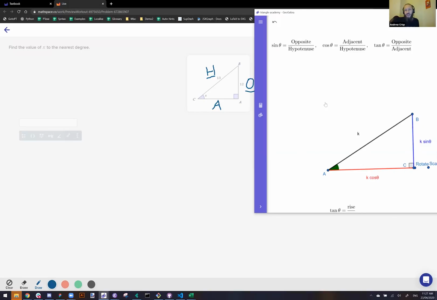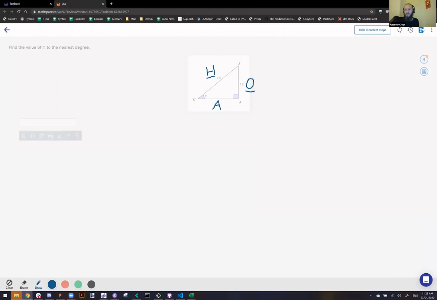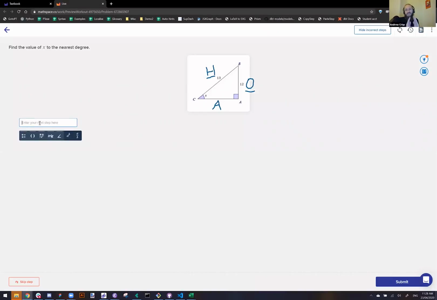Similarly to what we did last week, we could say that 12 is k sine theta, and we can tell that k in our picture is 13 and rearrange that equation. But we went beyond this and now we're just using SOHCAHTOA. If you can figure out what you've been given, then you can just pick the right ratio and write the correct equation. It's always a good idea to check. Opposite, hypotenuse, so I'm going to write sine x equals 12 on 13. Sine is the opposite, 12, over the hypotenuse, 13. We're on the right track.